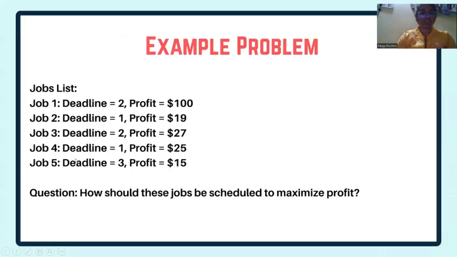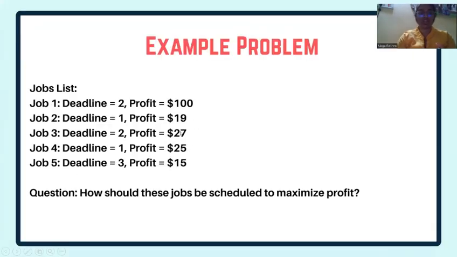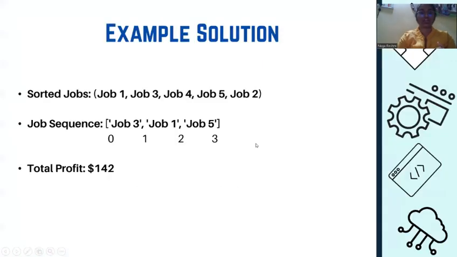And the fourth is job 5, that is 15. And the fifth is job 2, the least one, it is 10. So we have sorted these jobs in descending order of their profits. And the next step is we have initialized an array with size 3. Here are the indexes as we can see: 0, 1, 2, 3.